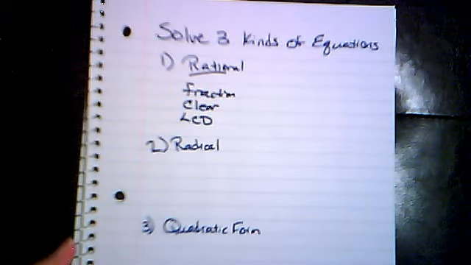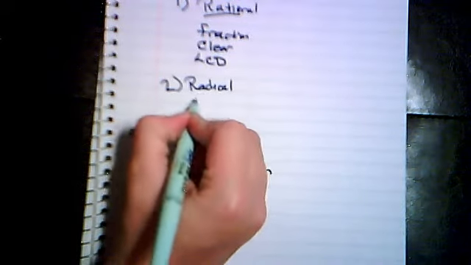The second kind is the radicals. We're mainly going to be focusing on the square root, but the equations with radicals in them. And we're going to talk about how to solve a radical when there's one radical and how we need to isolate.